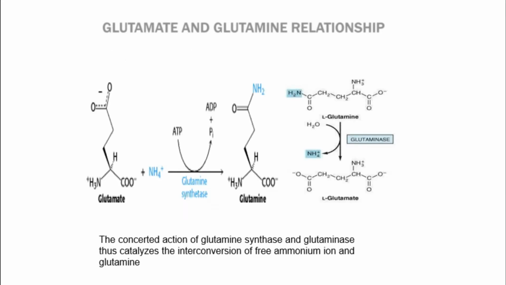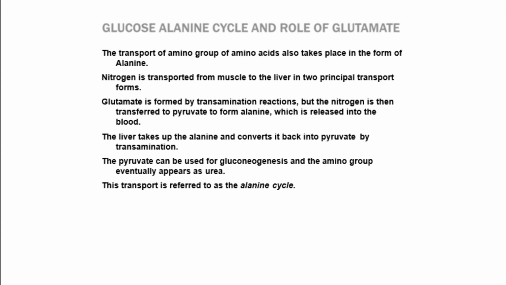from the body. In muscle cells, you'll see here the excess amino groups or ammonium that we have are converted into alanine. Alanine is ultimately taken up by the liver and converted back into pyruvate by the process of transamination. The pyruvate can then enter the carbon skeleton pool and help us to build glucose and so on. But the amino group obtained through this transamination reaction will ultimately be converted into urea. This process is known as the alanine cycle.